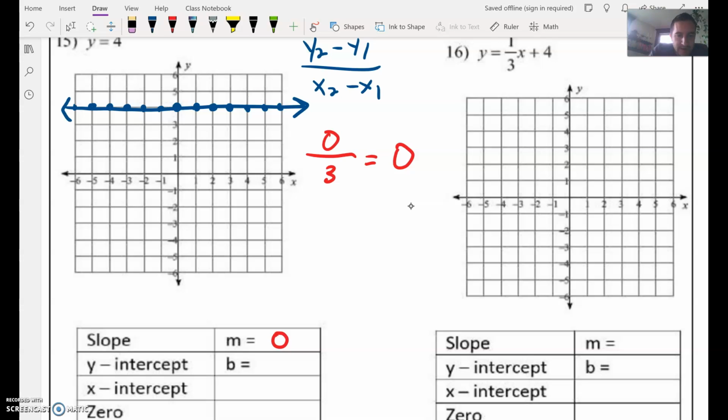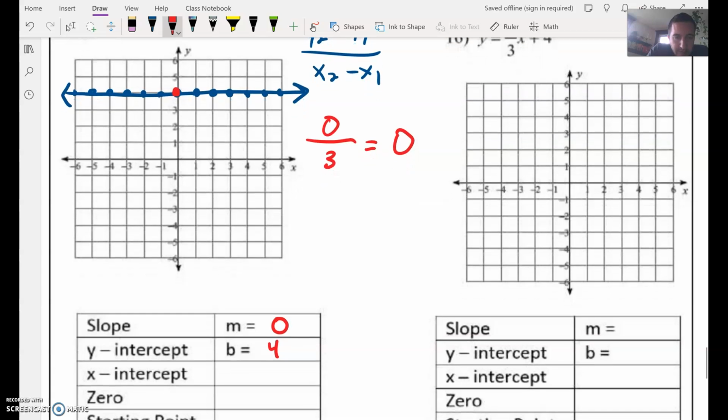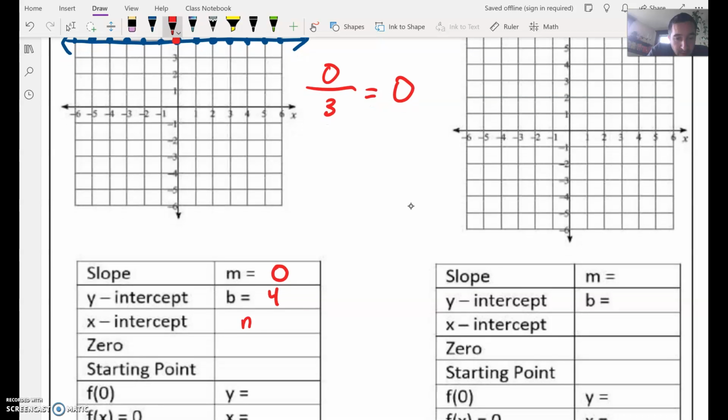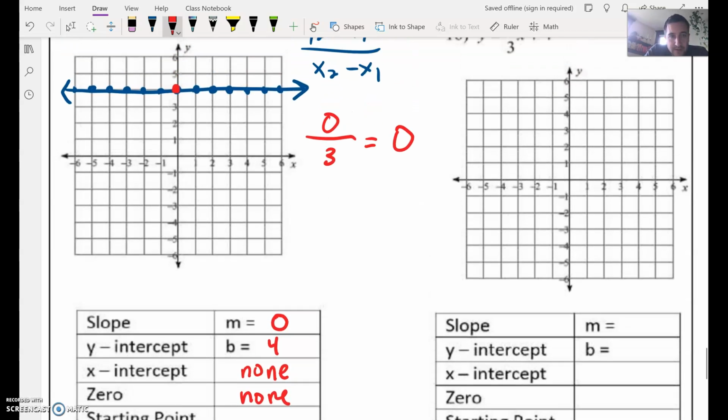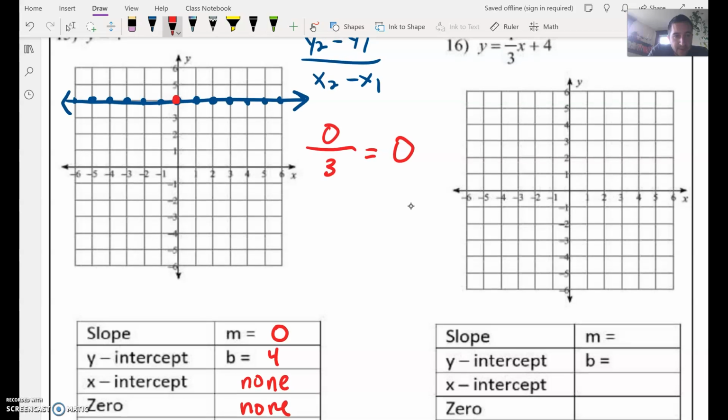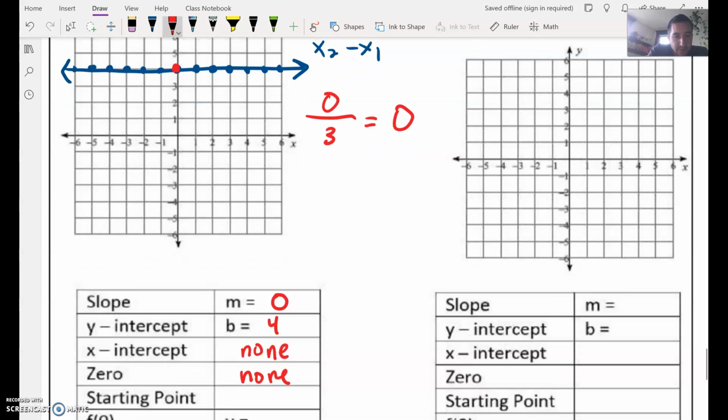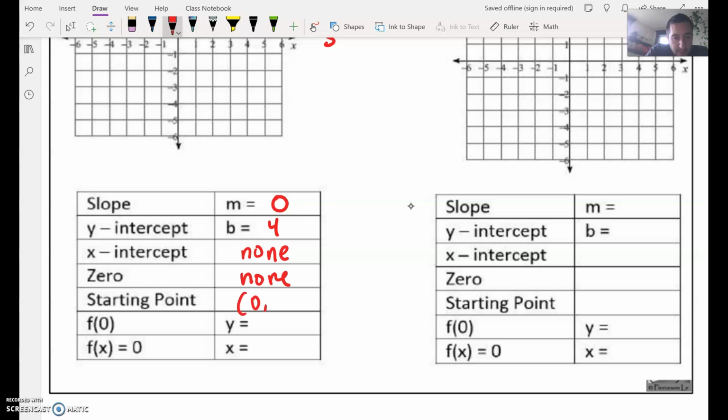What about the y-intercept? Well, that's where it crosses the y-axis. That's right there. That's at 4. What about the x-intercept? Is this line ever going to touch the x-axis? No. It's parallel with it. It's never going to touch, so there's not one. There's not an x-intercept, which means there's not a 0. Starting point, what was the first point we plotted? That was the point 0, 4. So the starting point was 0, 4.